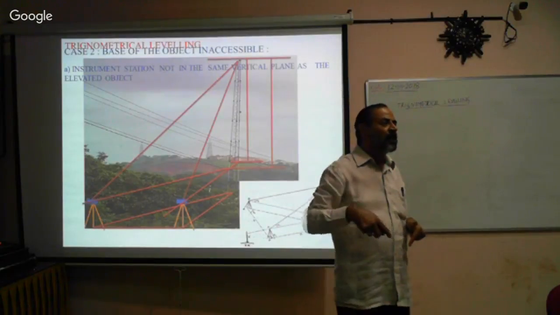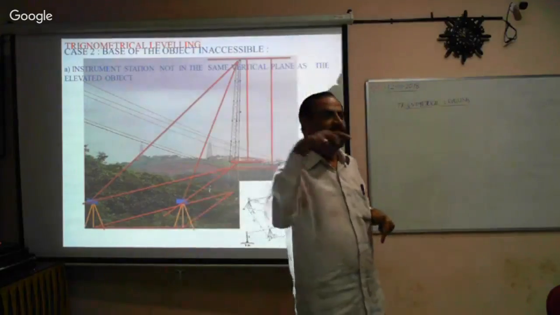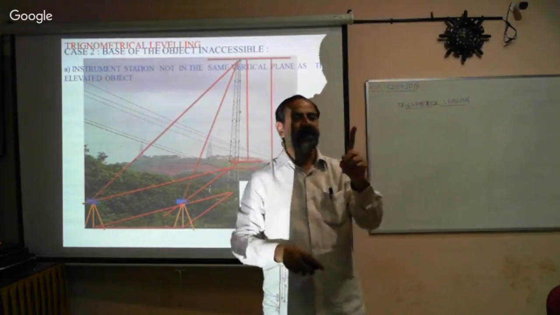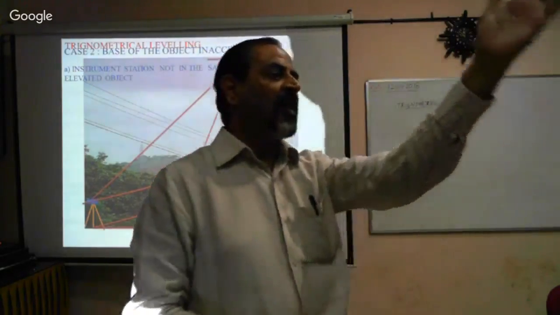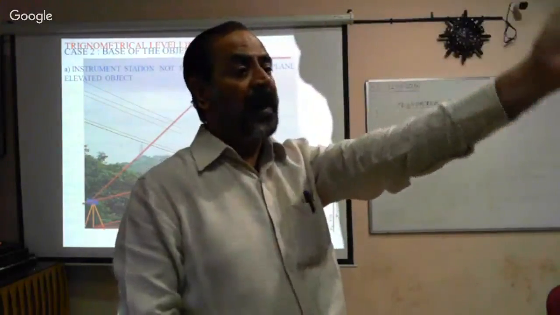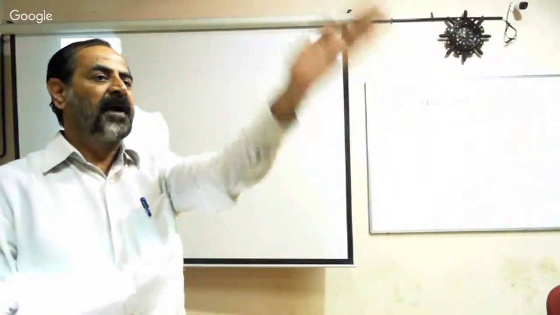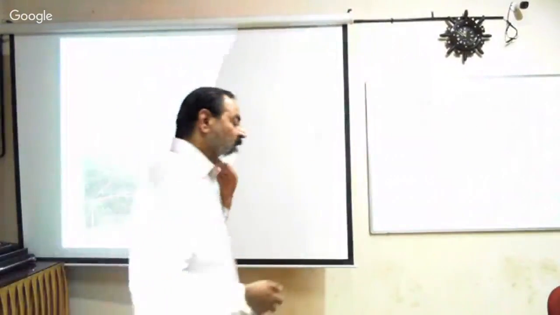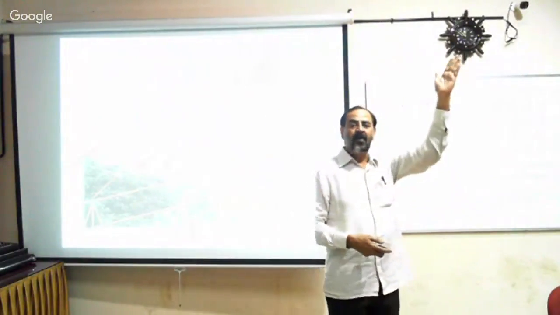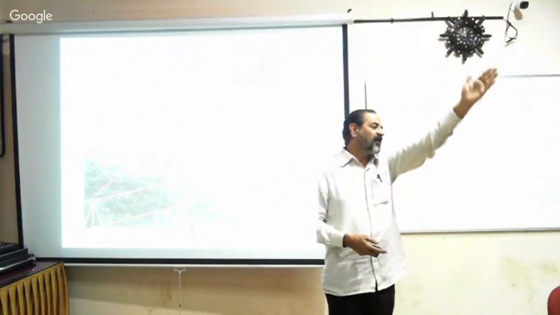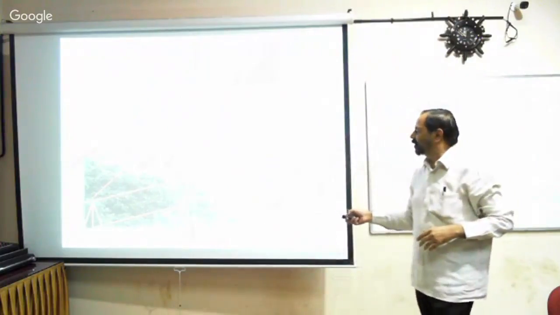The triangle forms in the ground, between the instrument stations and the object. Whereas in the single plane method, there is no triangle formation on the ground; the triangle forms only in the vertical plane. In the double plane method, this is one vertical plane and this is another vertical plane, for the same object. The same thing is shown here.